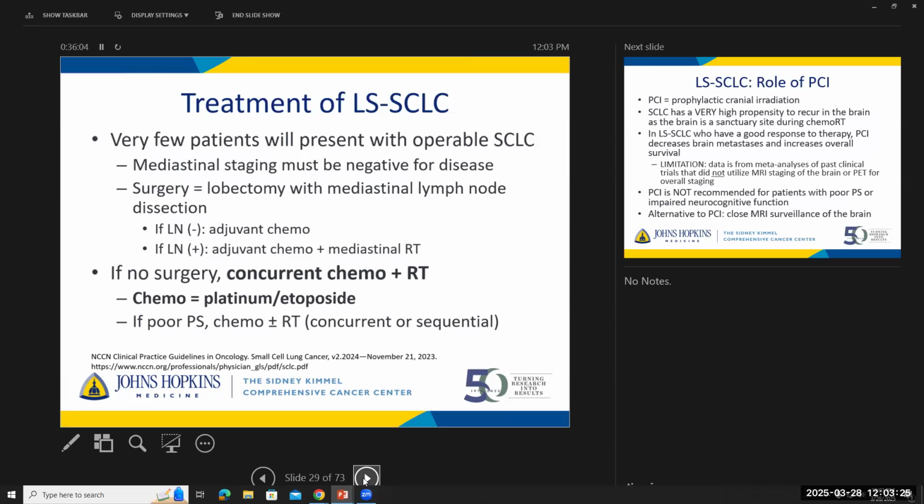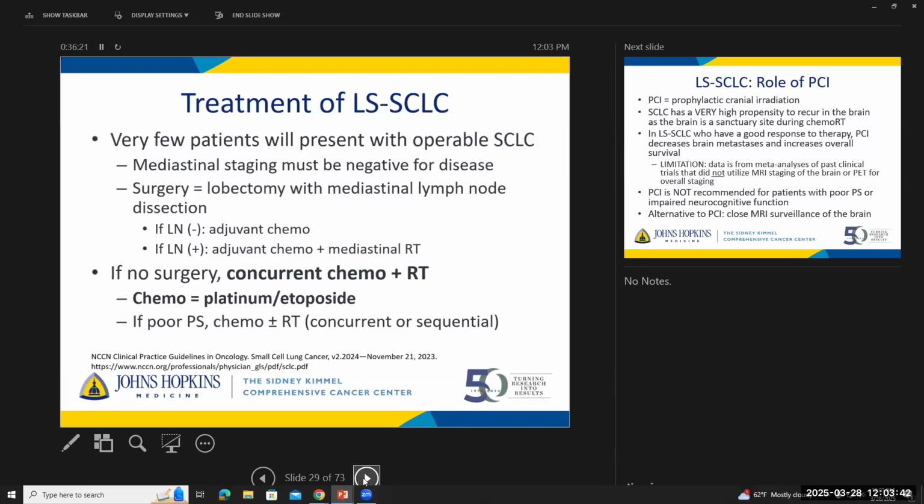What doublet do we use in the treatment of limited stage small cell? I'm telling you exactly, it's platinum and etoposide, okay? It's not platinum and pemetrexed, it's not platinum and gemcitabine, it's platinum etoposide, okay? Because in small cell lung cancer, those cells are most sensitive to the drug etoposide and platinum.